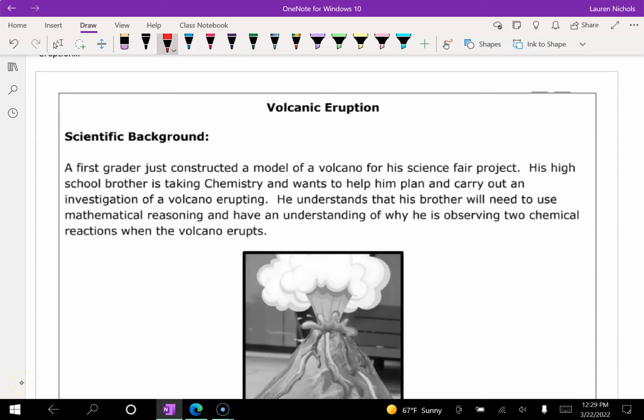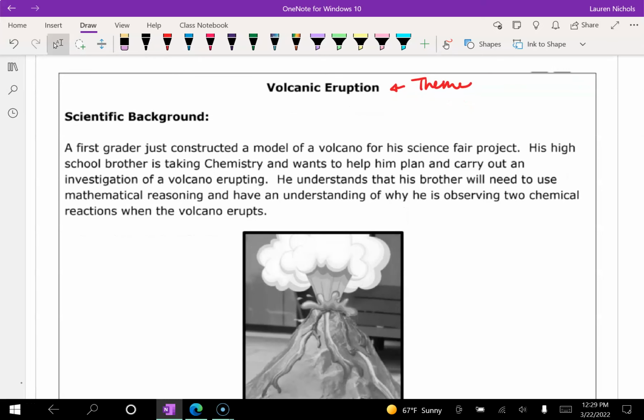All right, everyone, so this prompt is called Volcanic Eruption. So remember, this is going to be the theme of our essay. We're going to connect it back to this. So let's just look at our scientific background. Remember, this is kind of what we'll summarize to go into our introduction paragraph.